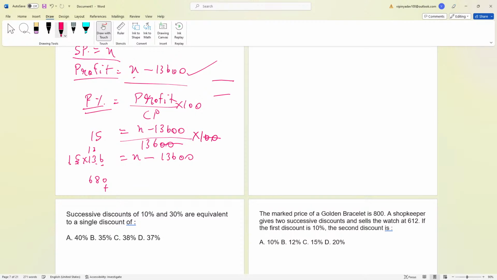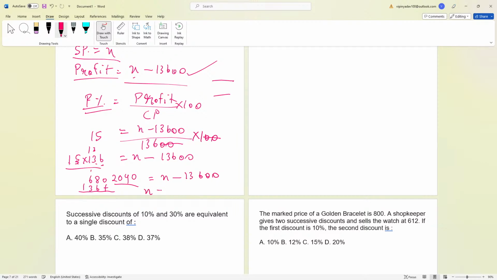Then take 1 over here. 1 times 6, 6. 1 times 3, 1 times 1, like this. Just add directly over here. What are we getting? 0, 4, and the next is 1, and that will become 0. And therefore 2. 2040 we are getting is equal to what? That is x minus 13,600. I'm doing it slowly just to explain it to you.